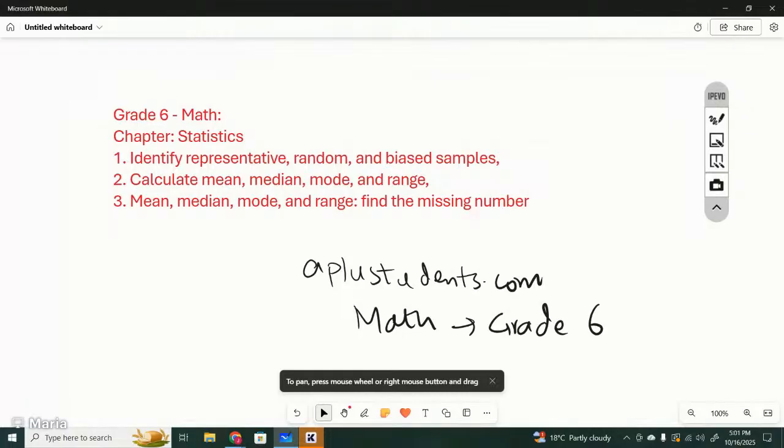There you can find a list of the chapters. We're going to start with the chapter statistics. The lessons we're going to cover today are identify representative element by samples, calculate mean, median, mode and range, and mean, median, mode and range, find the missing number. So please make sure you have your notebook and pencil so that you can note down the important examples and definitions as well.